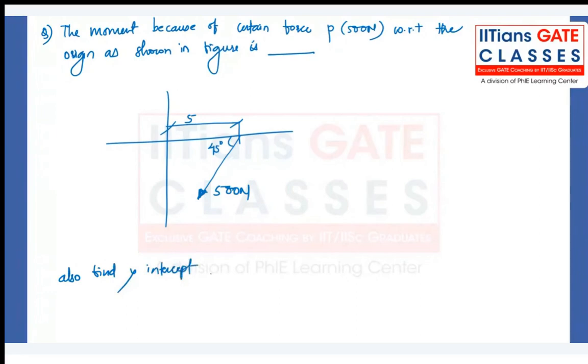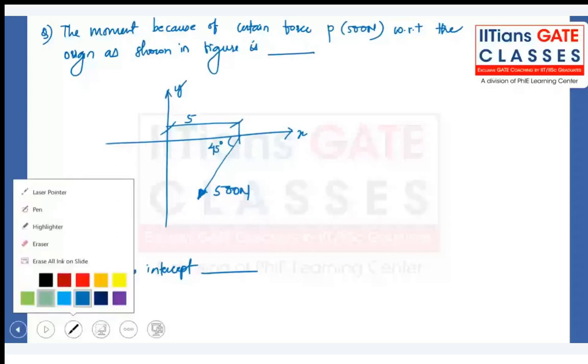Yeah, very simple question. We got a force of 500 Newton, making an angle 45 degree with horizontal. What is the moment because of this force P with respect to origin? Quickly tell me the answer. Yes, correct. Abhishek, 1767 is the correct answer.